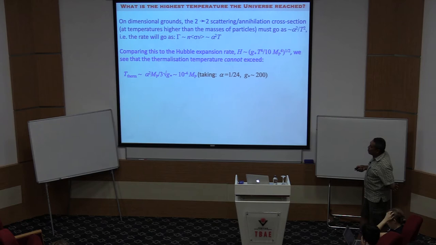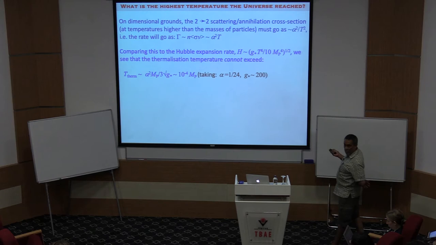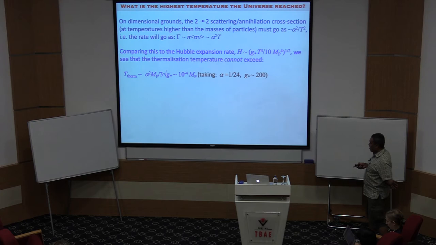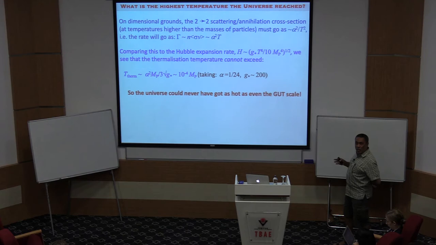For that, I've taken the unified coupling, because you know the QCD coupling will run down. It's asymptotically free, and that is the asymptotically free value. Actually, I've taken g star to be 200 to allow for the new physics. So it's 10 to the minus 4 of the Planck scale M_P. In other words, it's 10 to the 14 GeV. Okay? The universe could never have got as hot as the GUT scale.